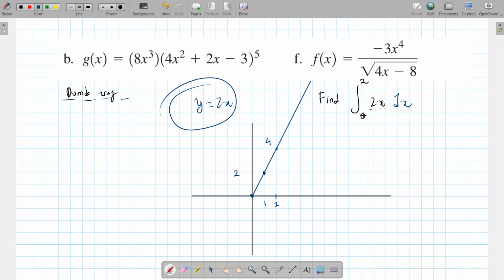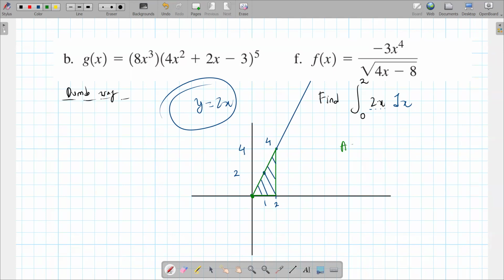The question's asking us from 0 to 2 in terms of x. So we're only concerned, and this part is very important, we're only concerned here to here on the x, which means on the y, you connect the y values. So here the y value is 0. Here the y value is 4. So we are simply concerned with this triangle. And integral just means what? Area. So what's the area of this triangle? It's a right angled triangle. You can use base times height over 2.